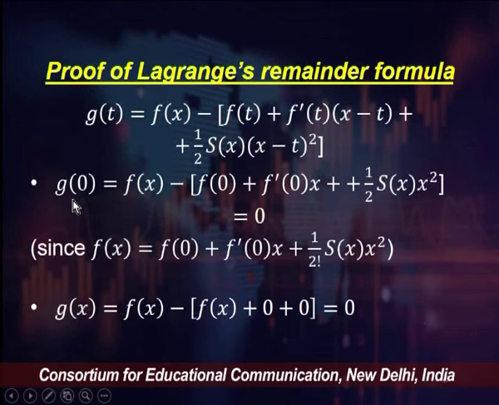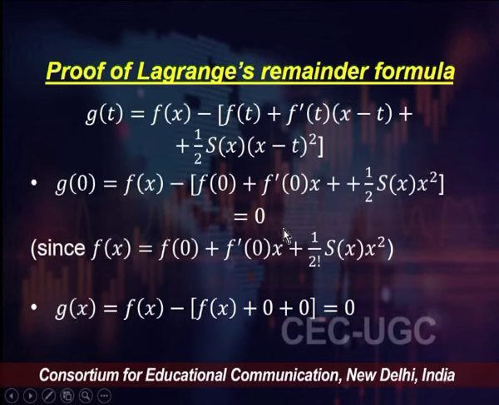Now, if you notice here, what is g of 0 and what is g of x? And there is a reason why I am looking at these values. See, 0 and x are kind of your end values, because the interval you are considering is 0 to x. So, if you look at g of 0, this is going to be given by f of x minus, just put t equal to 0, you will get f of 0 plus f prime at 0 times x plus half s of x times x squared. I have just substituted t equal to 0 in all these terms where t is there on the right hand side, okay.